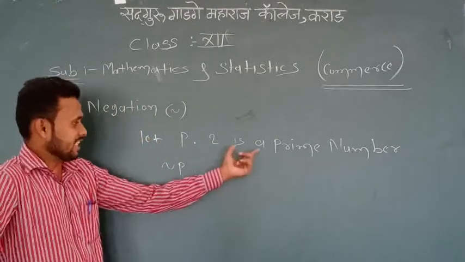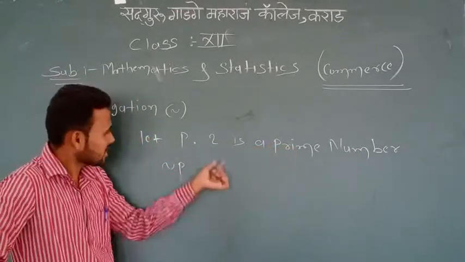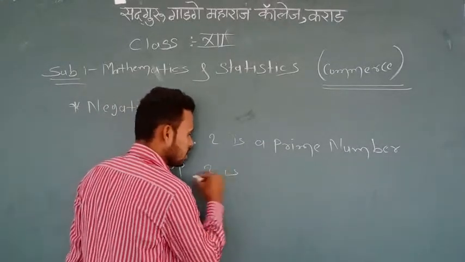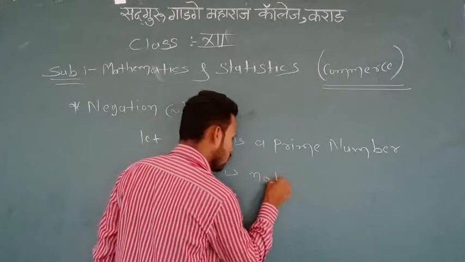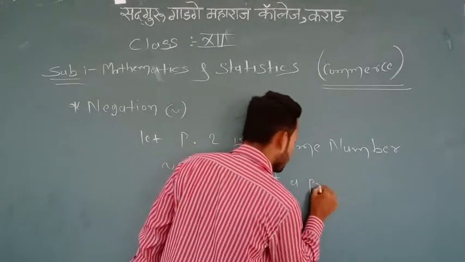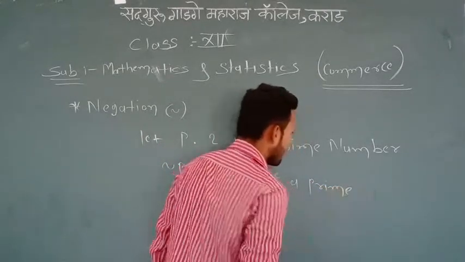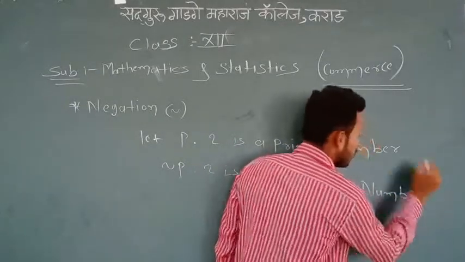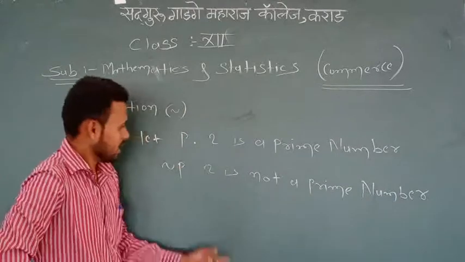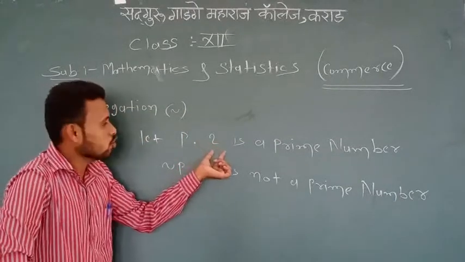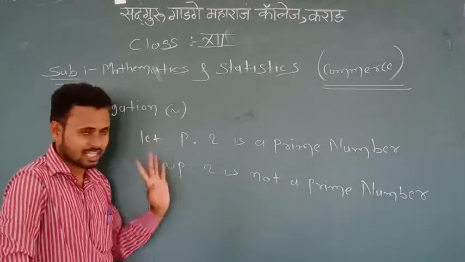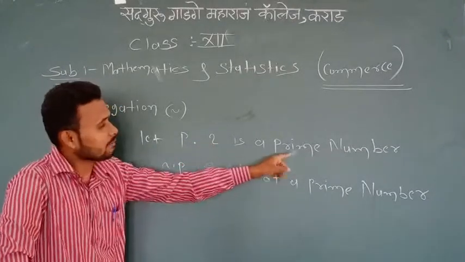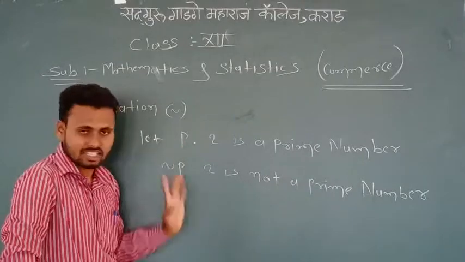Statement काय होईल? जे गिवन स्टेटमेंट आहे जस्ट अपोजिट करायचं. इथे 2 is a prime number. मी म्हणू शकतो 2 is not a prime number. Or it is false that 2 is a prime number. This is also negation of that statement P.